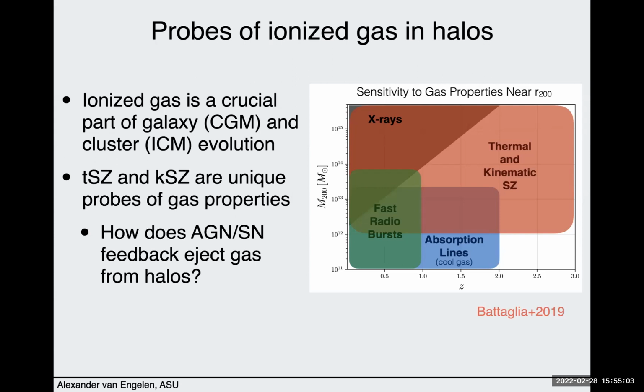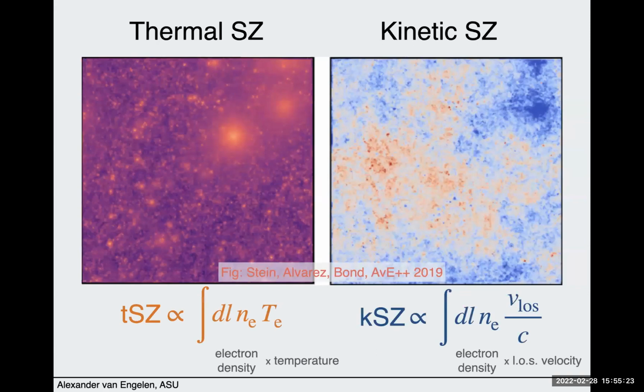Some science questions we could ask: it seems like gas is being ejected from halos. This seems to be due to feedback from active galactic nuclei, and to some extent supernovae as well. These are processes that we would like to better understand, and we can do this with our CMB data.